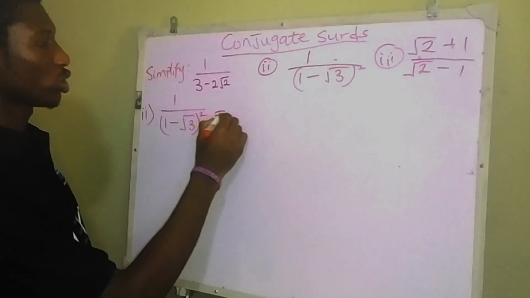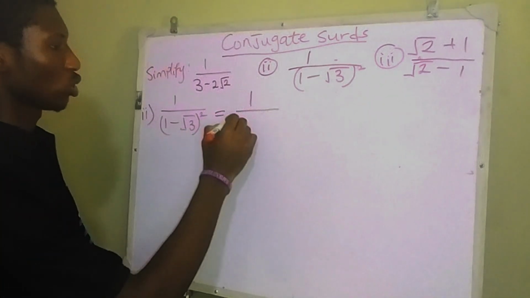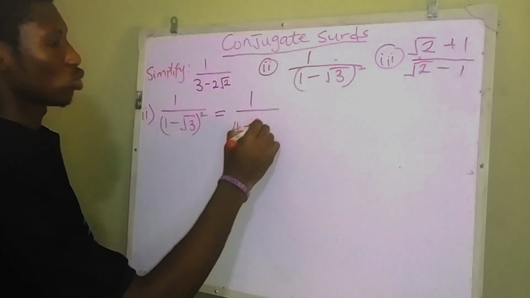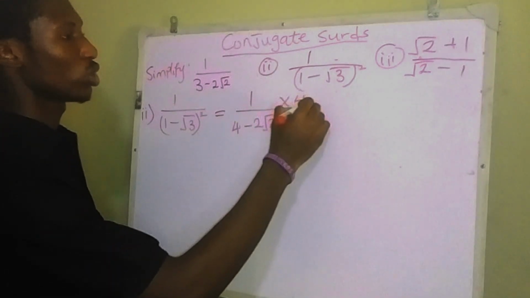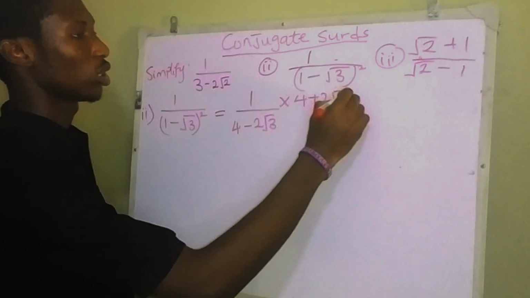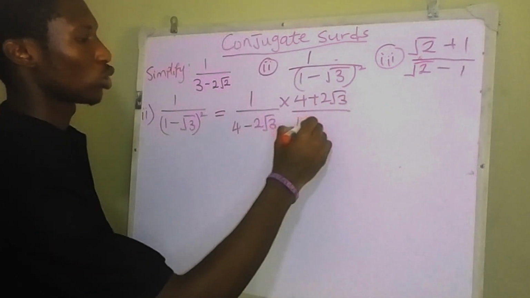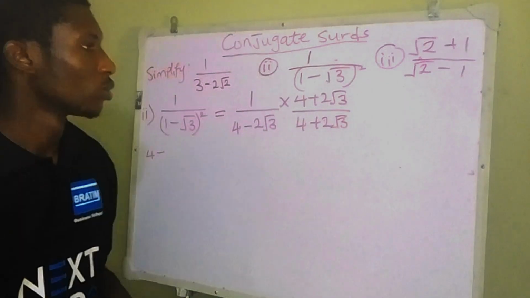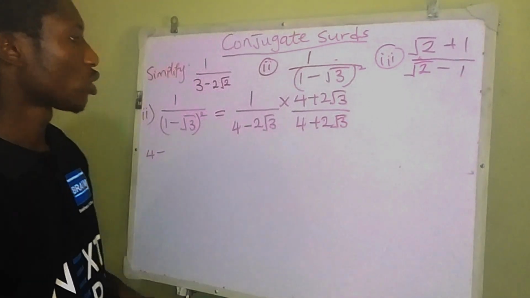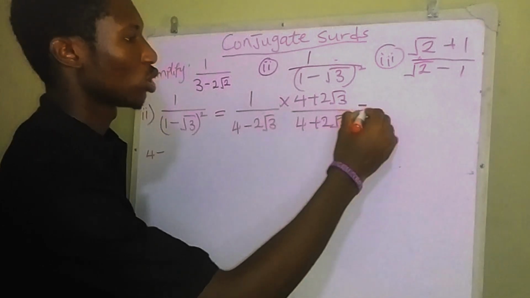Okay, since we all know this to be 1 over 4 minus 2 square root of 3, we can multiply the numerator by its conjugate, 4 plus 2 square root of 3, and multiply the denominator by its conjugate, 4 plus 2 square root of 3. Since we have it like this, what we'll therefore do next is what?